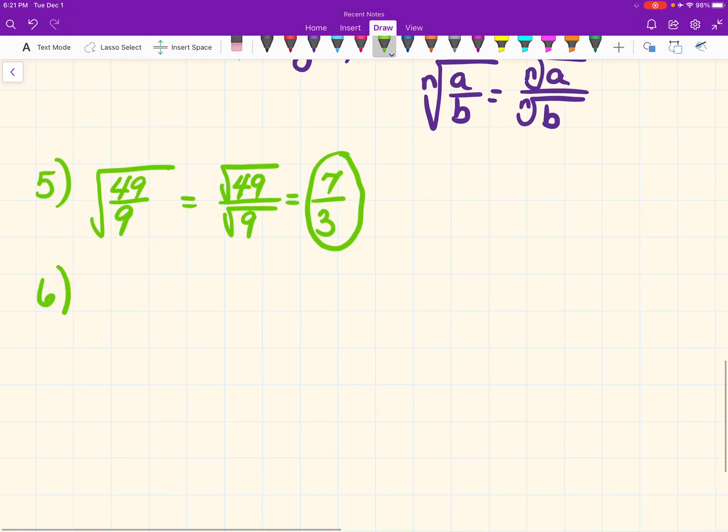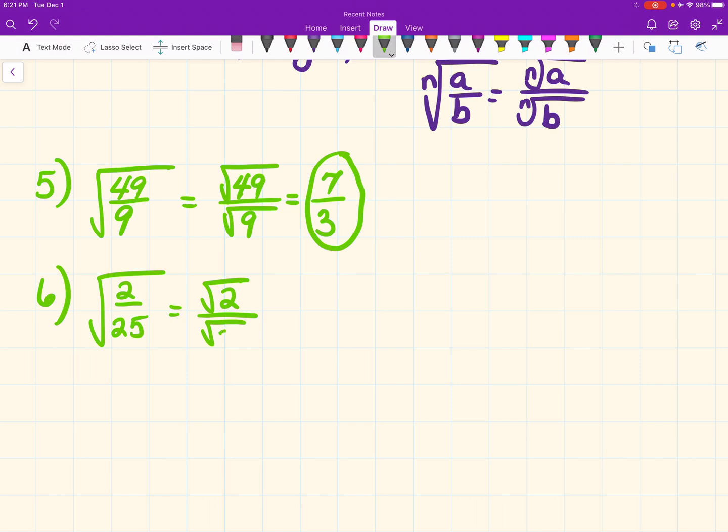Number 6 is the square root of 2 25ths. Again, we can split this up into the square root of 2 over the square root of 25. Well, square root of 2 can't be simplified, so that stays square root of 2. And the square root of 25 is 5. This is going to be your final answer. There's nothing more you can do to simplify that.